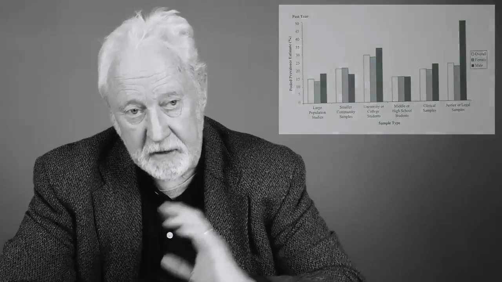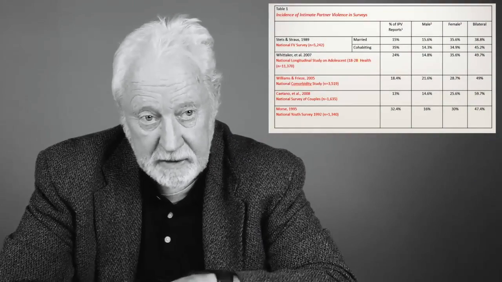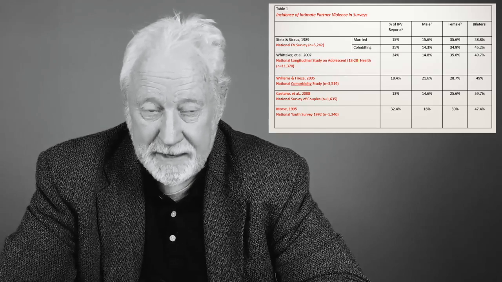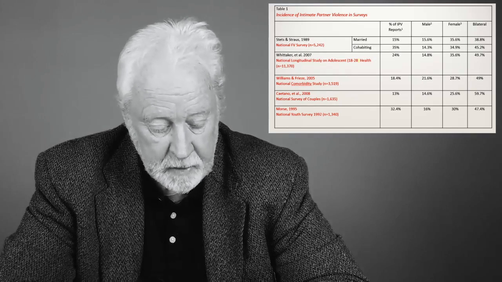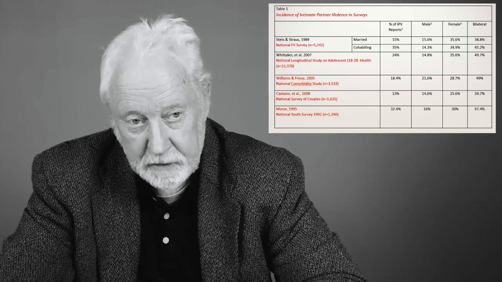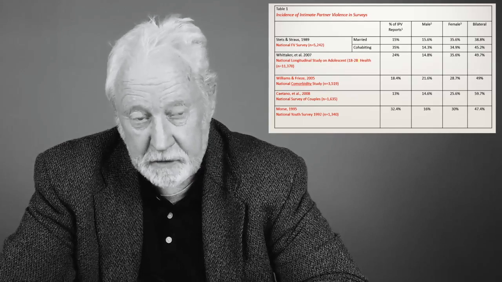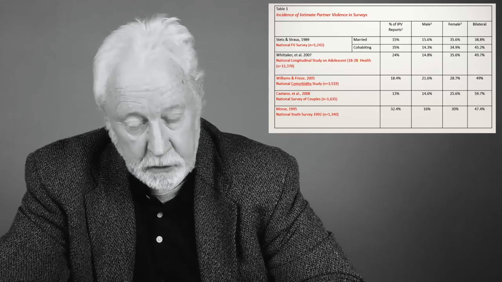And if we take 5 of these major surveys and look at exactly what they tell us, I'm thinking of 5 surveys here that have been done from 1987 up to 2007. And these are the National Comorbidity Survey done in the U.S., the National Couples Survey, the National Youth Survey, and a survey by the Center for Disease Control in Atlanta, Georgia.